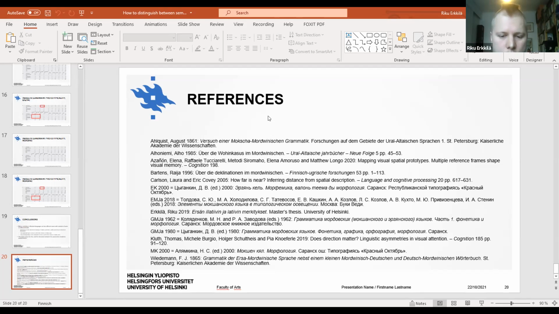Yeah, that's true. I should do that. But for the possessive marking, I didn't take any possessive illatives into this study. They were left out, so all of the examples were from the basic declension. So illative. Thank you.